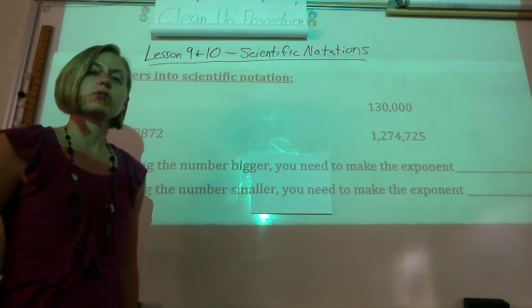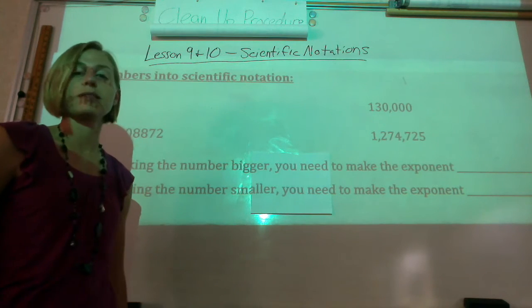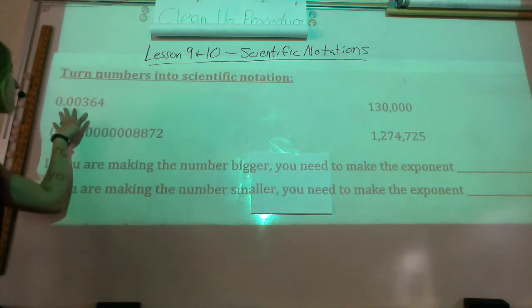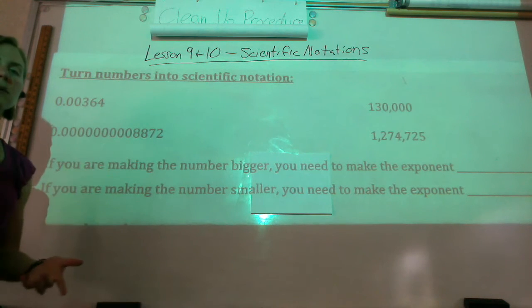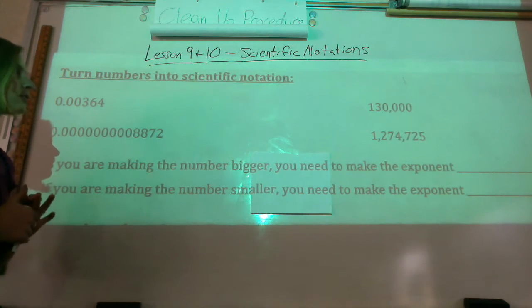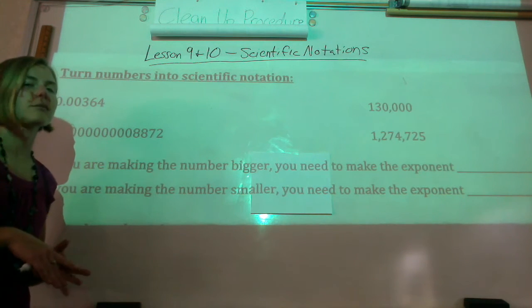So now let's practice turning some numbers into scientific notation now that we know what that is. On our sheet, we have this first number. We have a decimal, 2 zeros, and then a 364. Now remember, scientific notation says that we need one number to the left of the decimal, and that number can't be 0.